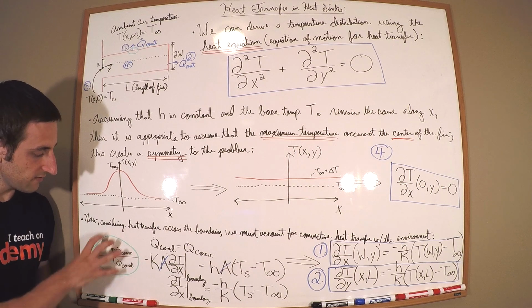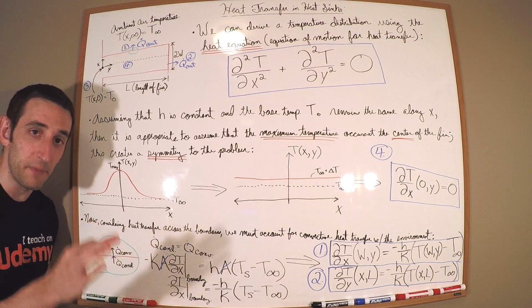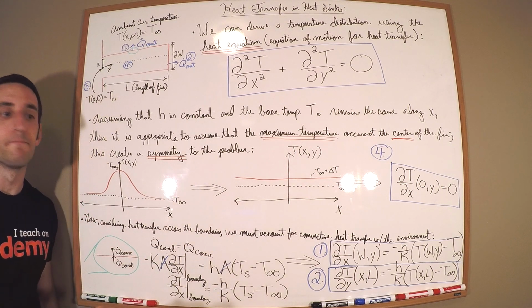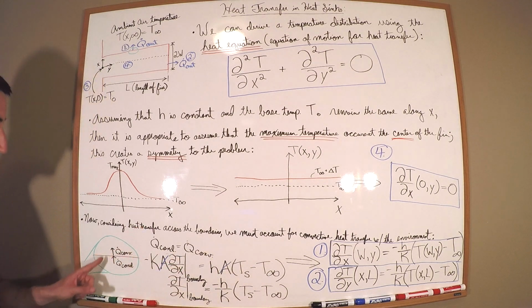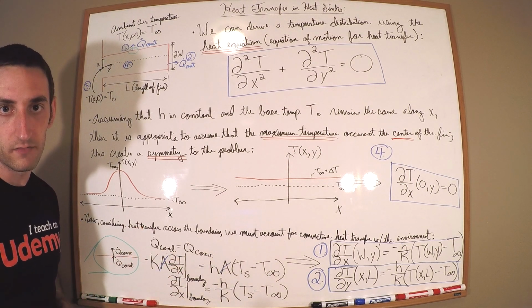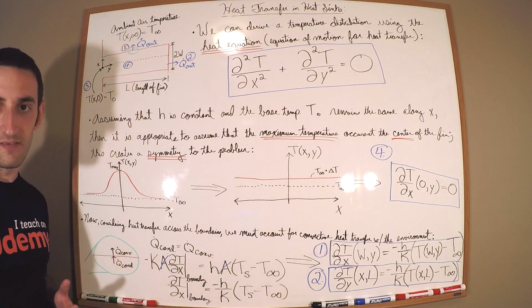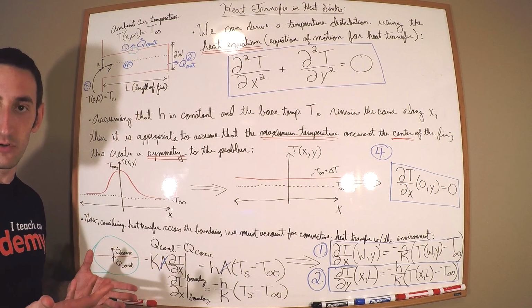Okay? So this, we can do an energy balance. Energy cannot be created nor destroyed. So what that means is that what flows into this boundary has to flow out. Otherwise, we violate physics. Otherwise, we violate the natural laws. Okay?